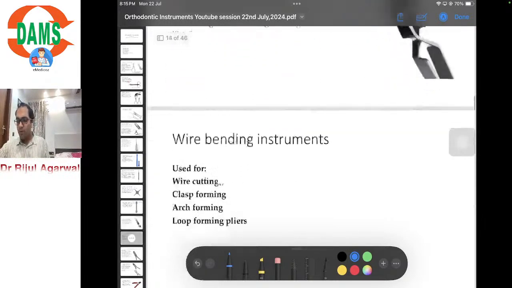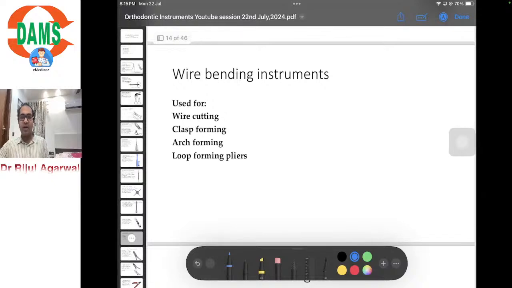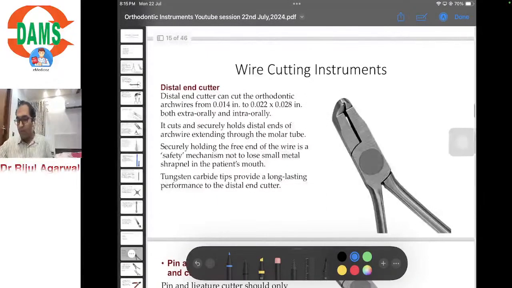Okay, so next part is the banding, bonding. Now wire bending instruments. So what are they used for? They are used for wire cutting, clasp forming, arch forming and the loop forming pliers. So first, starting with the wire cutting instruments.